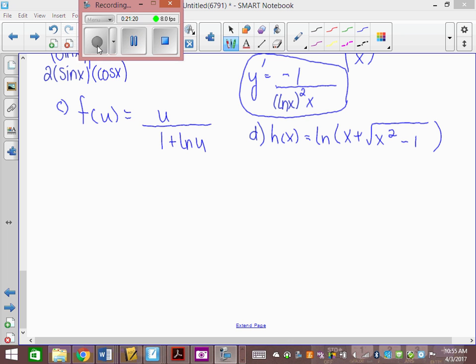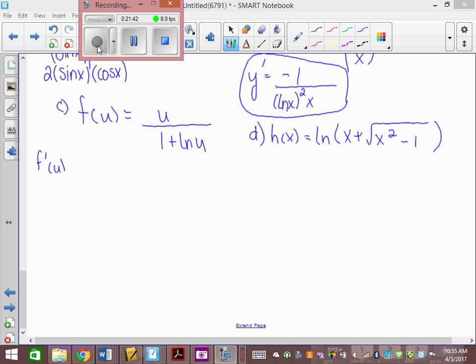C is not ln, pay attention. C is not ln of that. If it was ln of that, you'd take that, you'd put it on the bottom, and the derivative of it on top, okay? But it's not ln of that. This is just a quotient rule with a ln in it. That's all it is. So we're going to do quotient rule.